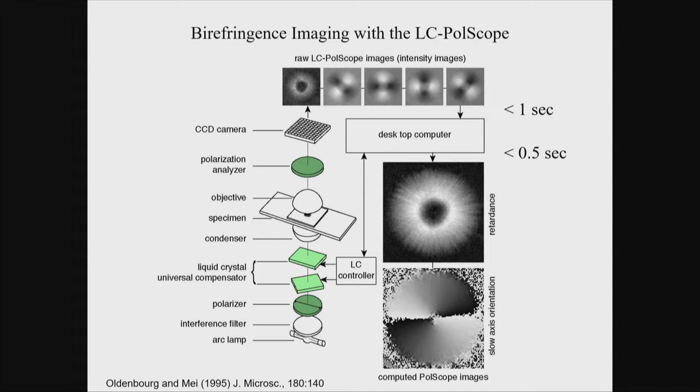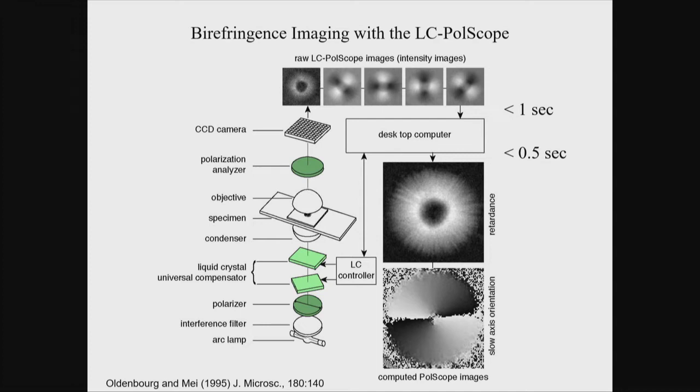You take these several steps, and then we have an algorithm that combines these images, and you can learn how much of a difference in phase the light really has for different polarization orientations. This difference in phase is the retardance. This differential phase is the retardance. And then you have a slow axis orientation.